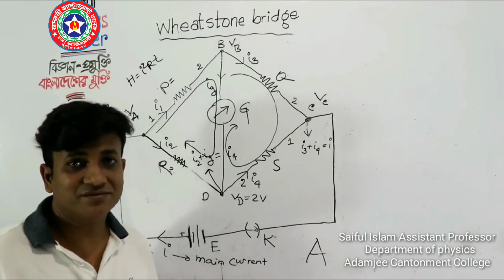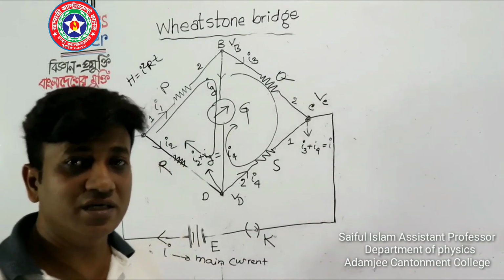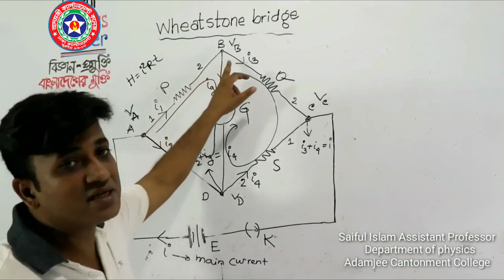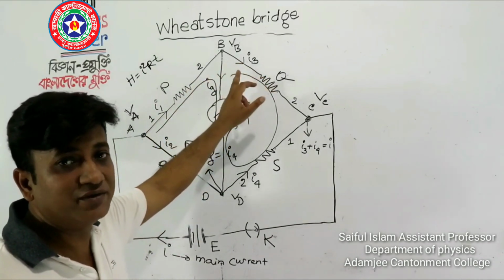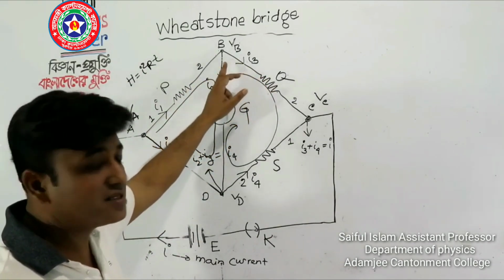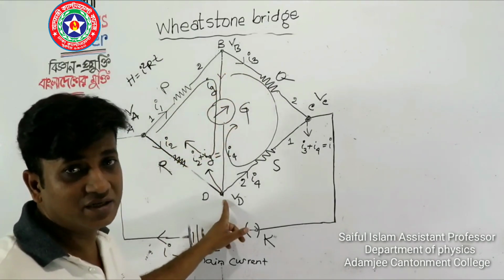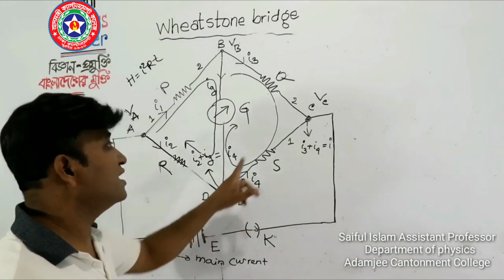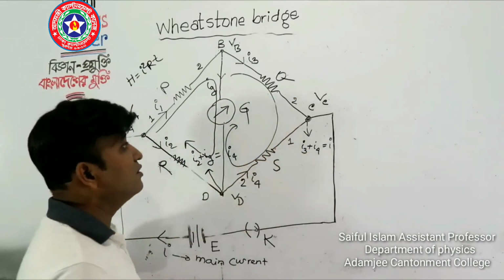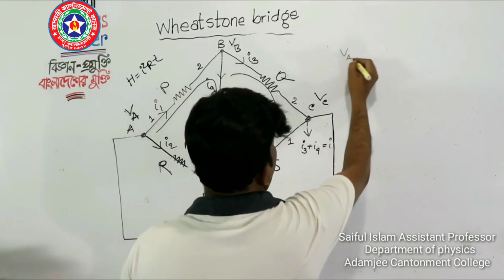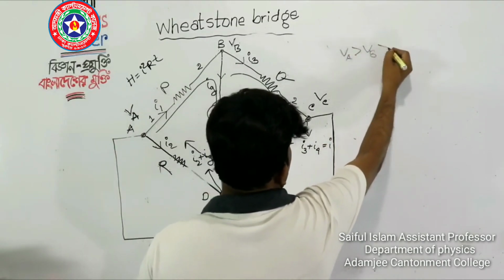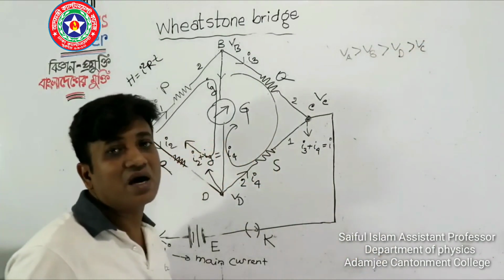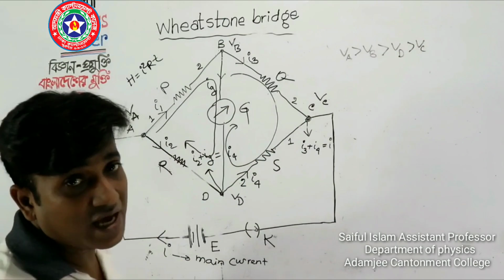Hope you got it. Well, the second question is, you know the potential at point A, VA, is greater than the potential at point B, VB, and VB is greater than the potential at point D, and the potential at point D is greater than at point C. That is, VA greater than VB greater than VD greater than VC. The question is how this happens.